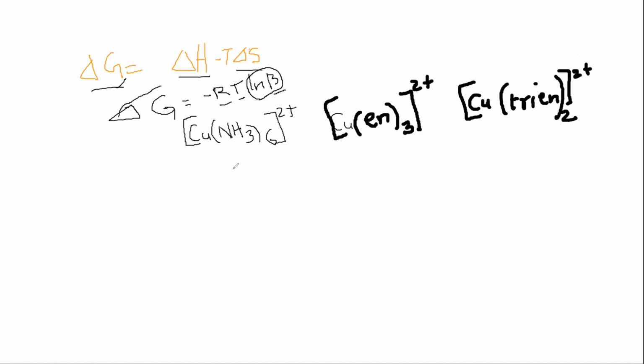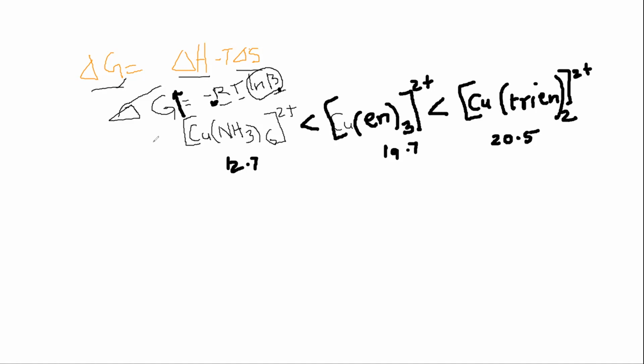Log beta is 12.7, whereas the log beta value of this one is 19.7, and the log beta value of this one is 20.5. Which is greater? The log beta value of this one is greater than that of this one. As log beta increases, delta G also changes, it is going to become more negative.